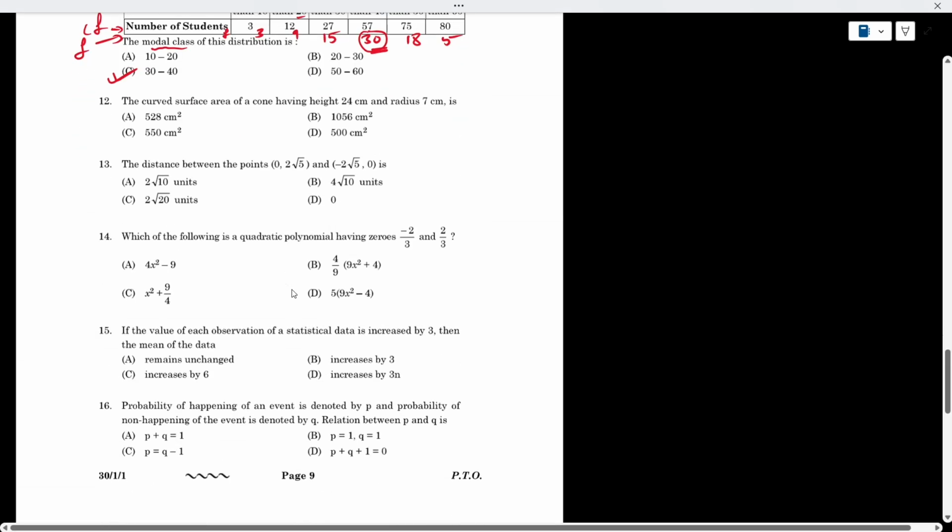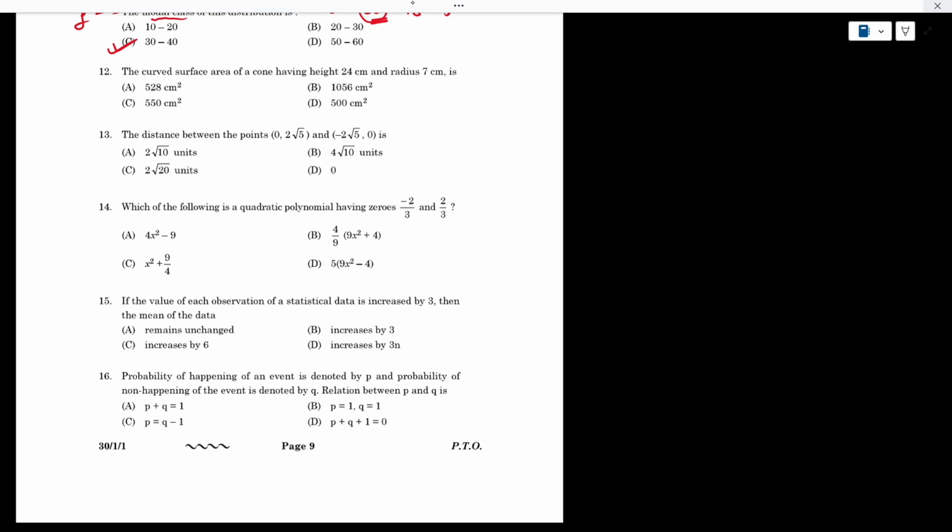After that, next one here, what is given? The curved surface area of a cone. Again, this question is based on surface area and volume. So here, question number 12. How do we take it? The curved surface area of a cone is πrl. Now, only height and radius are given. So what is the relationship here? I need to find the slant height, so I can use the Pythagoras theorem.